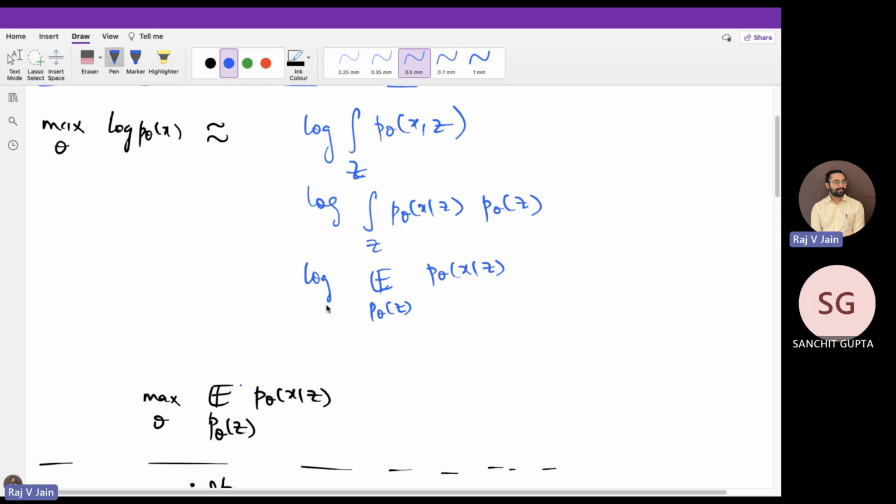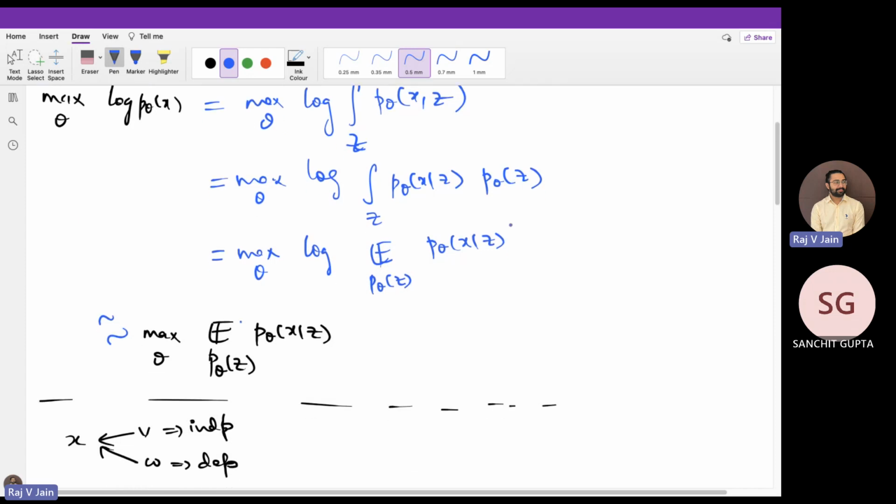But here the idea is, instead of using the Jensen inequality and all, one can say that maximizing these, sorry, let me just remove this. This is exactly equal. So maximizing all of these quantities over theta is equivalent to maximizing this, because log is a monotonic function. That's the idea.